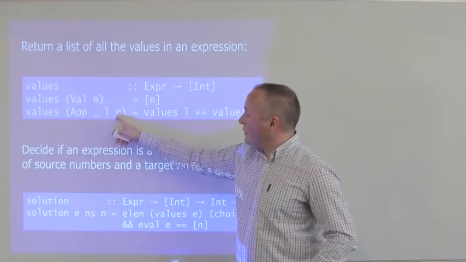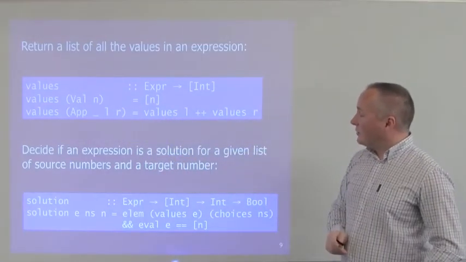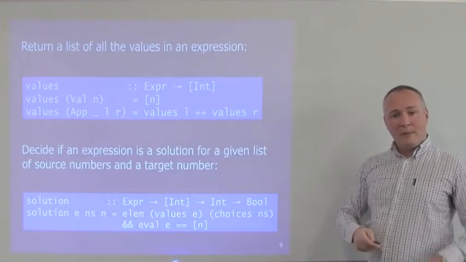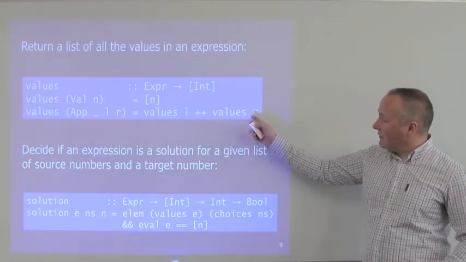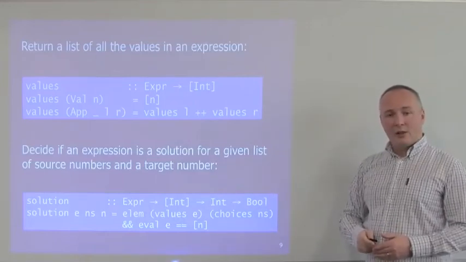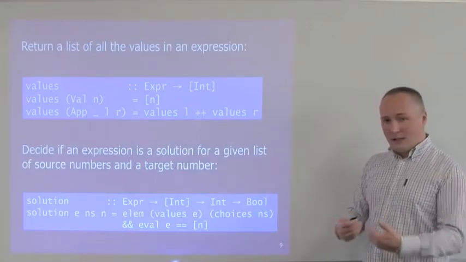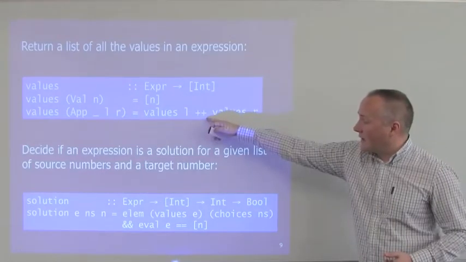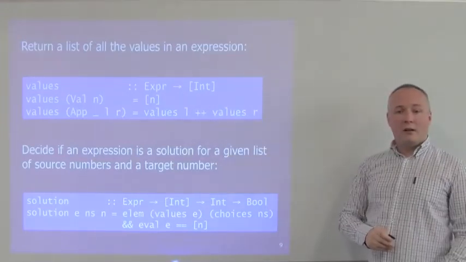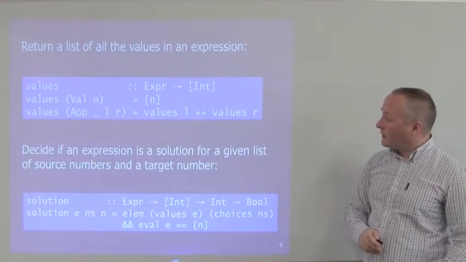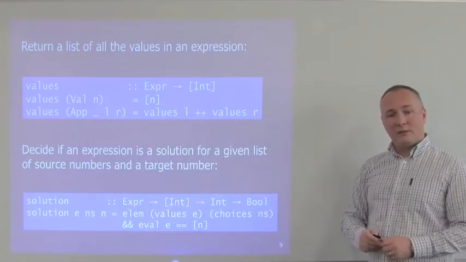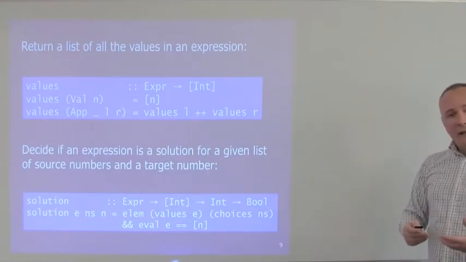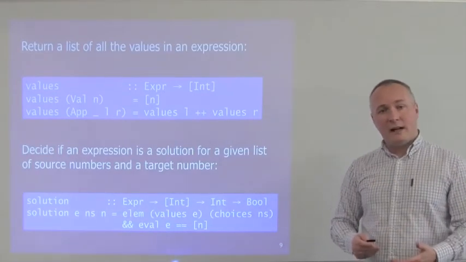Here we have a left sub-expression and a right sub-expression. All we're going to do is recursively calculate all the values in the left sub-expression. That will give me a list of numbers. Recursively calculate all the values in the right sub-expression. That will give me a list of numbers, and then I just concatenate or append the two lists together using the append operator in Haskell. So it's a nice simple example of recursive definition over expressions, which follows the precise structure of expressions in a natural manner.